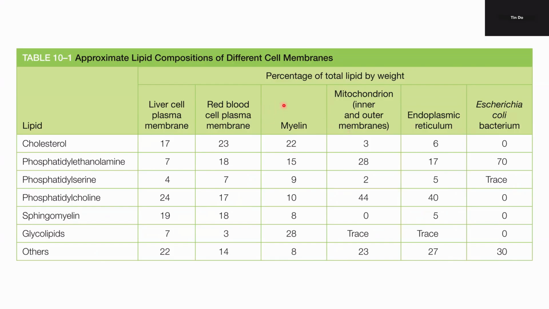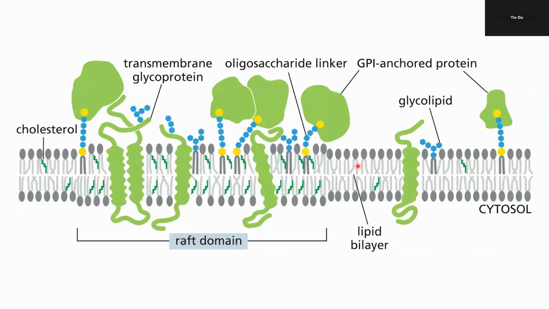And then right here we have the lipid composition, what's contained in the lipid, depending on if it's a liver cell, red blood cell, myelin sheath in the nerve cell, mitochondrion, etc. And you guys can take a look at the differences. Now, last but not least, there are a lot of things inside of our membrane: cholesterol, fatty acids, even proteins.